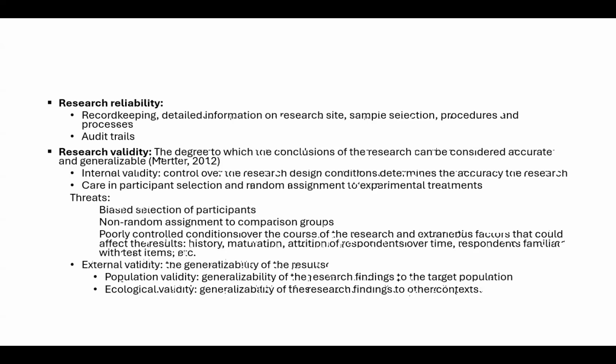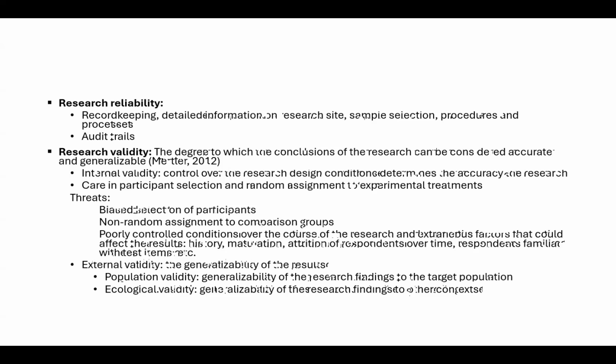External validity parallels generalizability. Population validity means that the generalizability of the research findings is in accordance with the target population, and ecological validity means generalizability of the research findings to other contexts. So again, all of these highly specialized terms apply only to quantitative research.